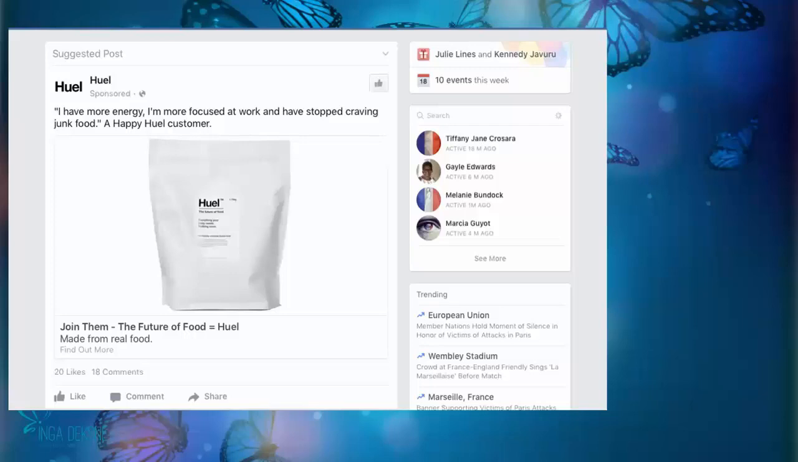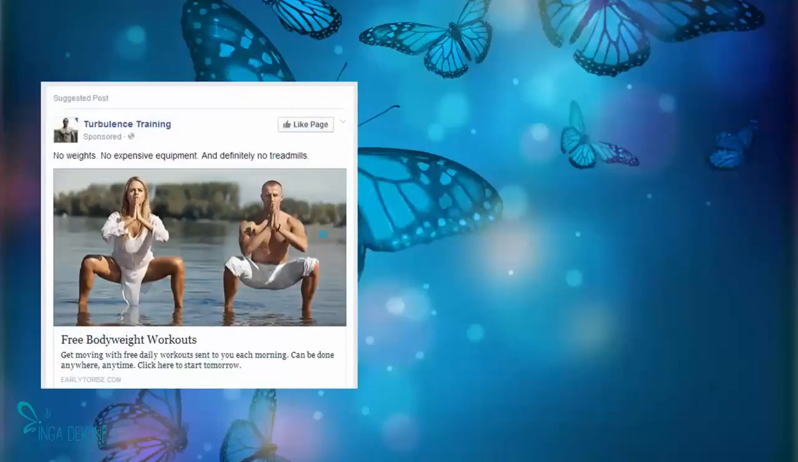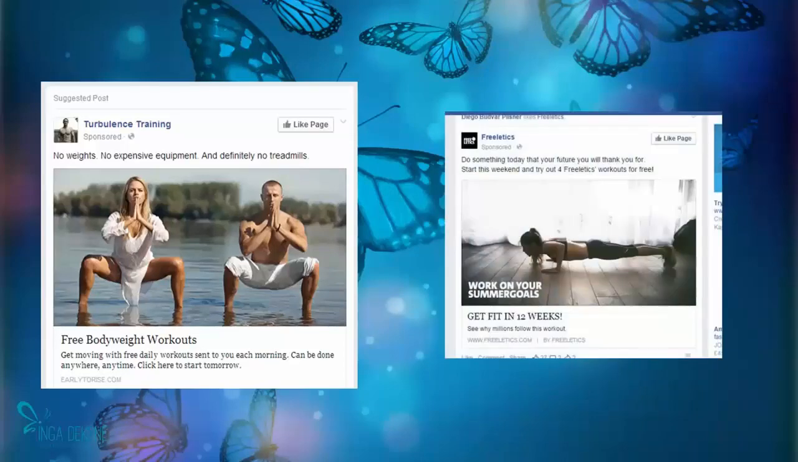I noticed that I spotted this ad straight away because it was so unusual. Or something like Bella Beat as well. So white background, it's contrasting, but it's contrasting in a very subtle way so that you pay attention to it. Another one, what you can see here is also contrasting. It's beautiful people using white clothes, and so it's difficult not to notice.